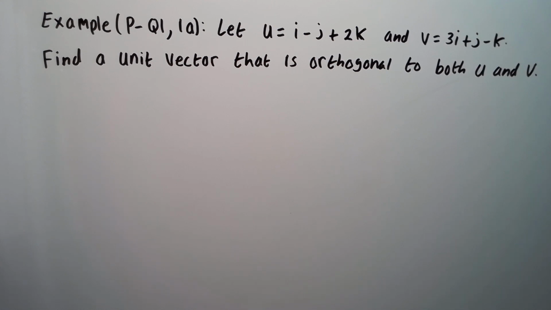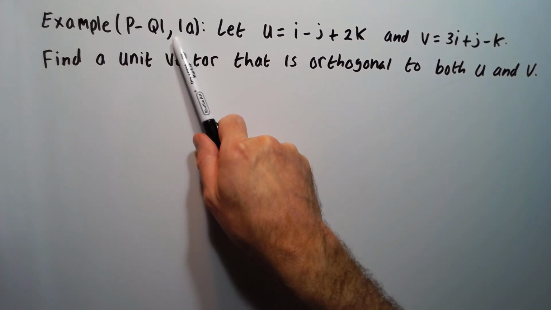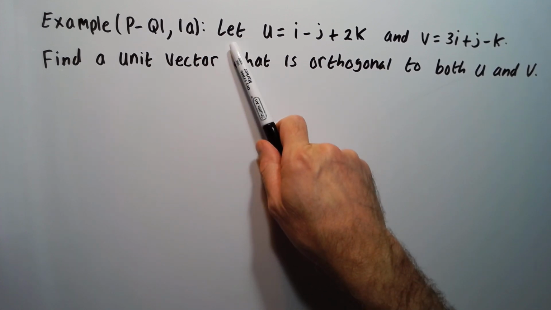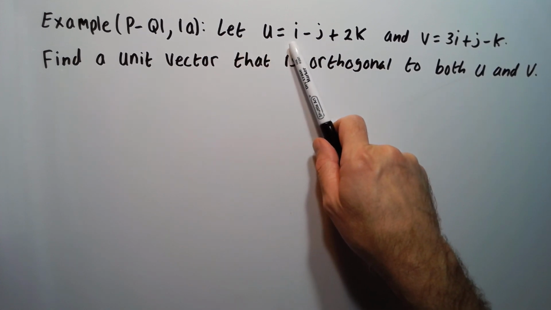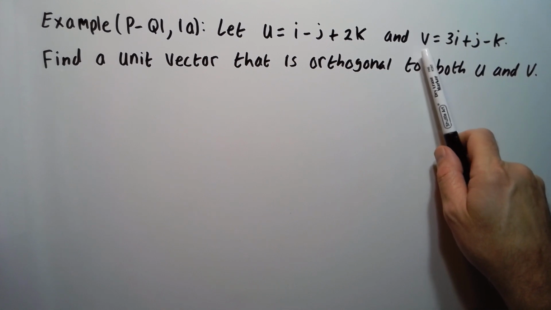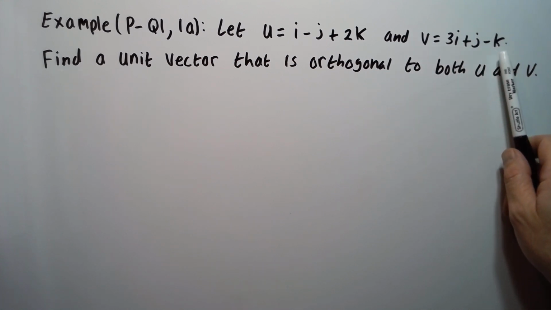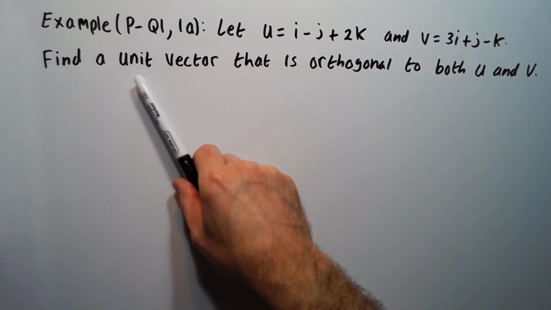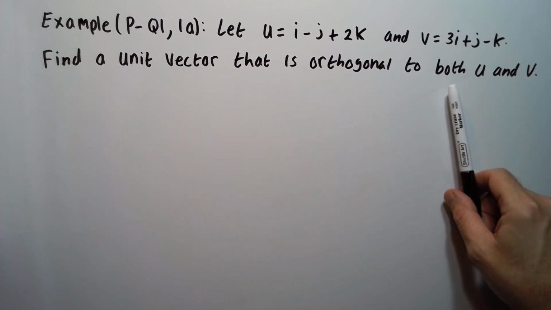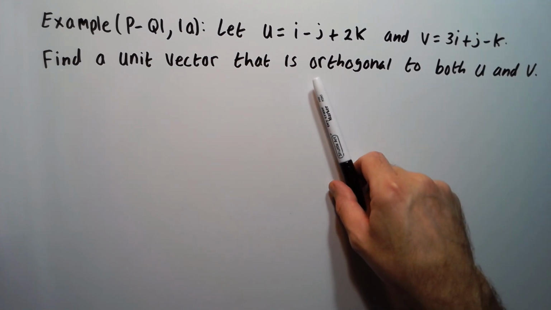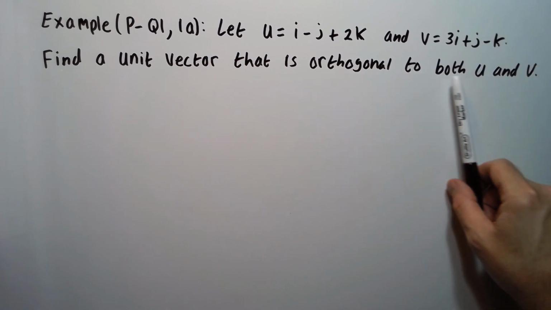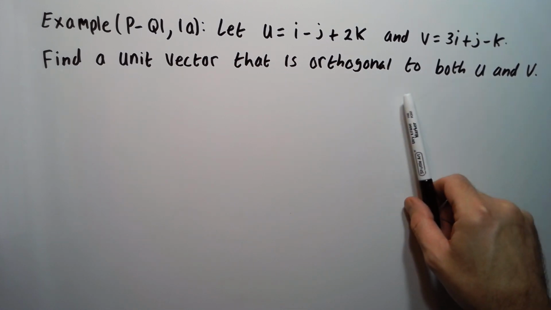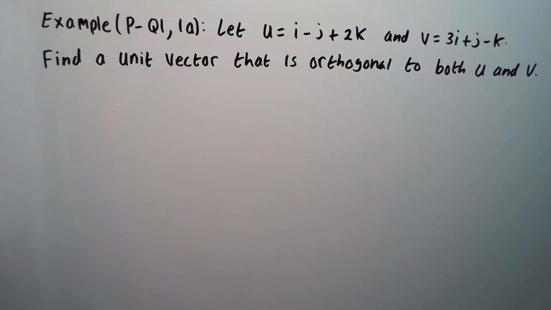Okay, so let's do an example. This is practice quiz 1a. Let u equal the vector i minus j plus 2k and v be the vector 3i plus j minus k. We need to find the unit vector that is orthogonal to both u and v. Orthogonal means that it's perpendicular to both u and v. Let me demonstrate that.